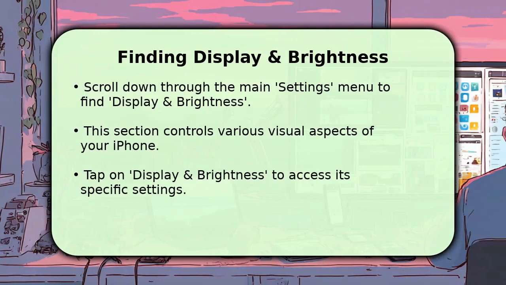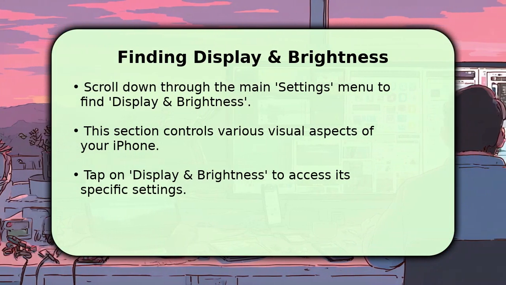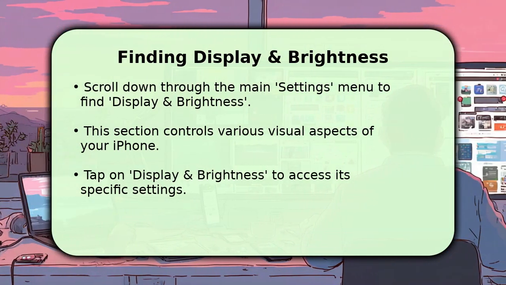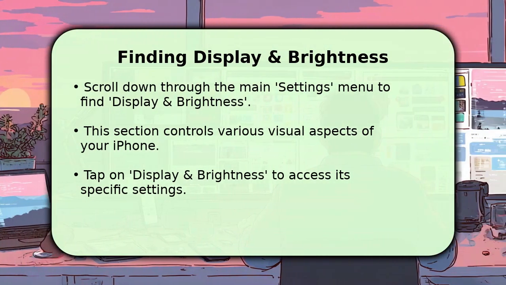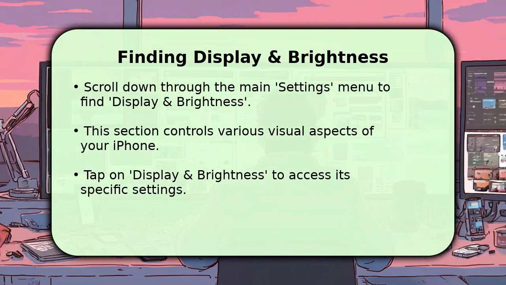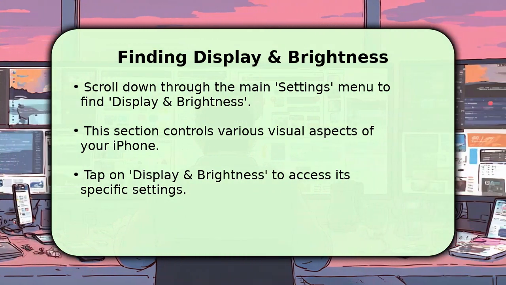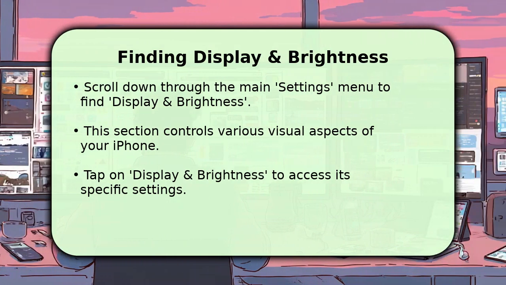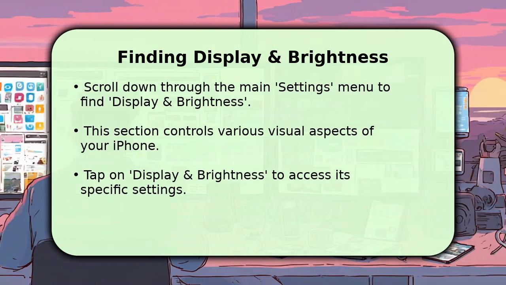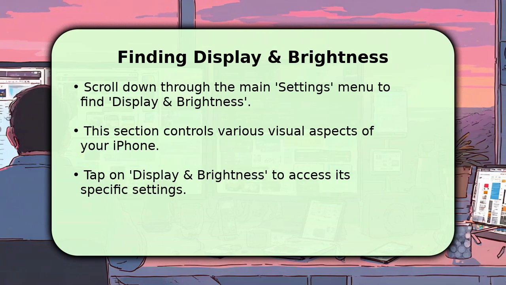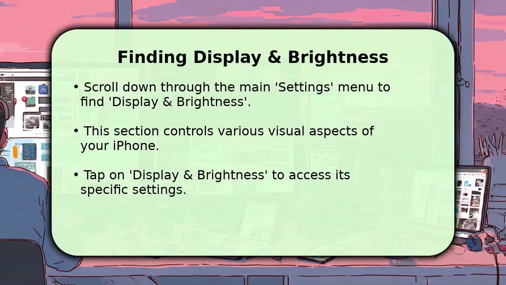Once inside the main settings menu, you will need to scroll down a bit. Look for the option labeled Display and Brightness. This particular section manages settings like text size, dark mode, and True Tone. Tap on it to proceed to the next set of options for your device. It holds many visual customization features.